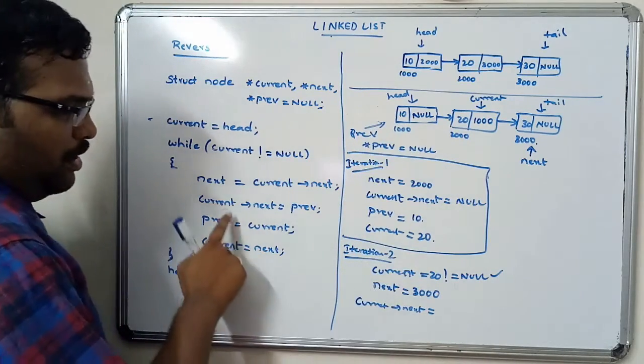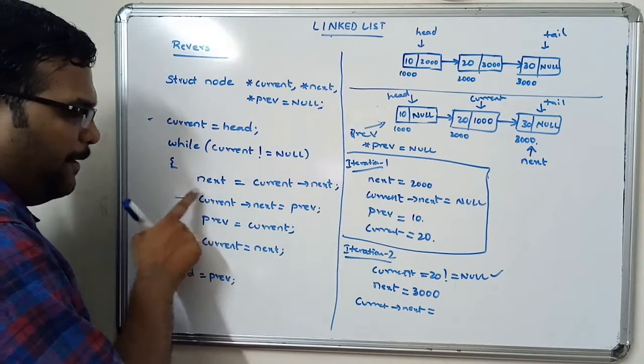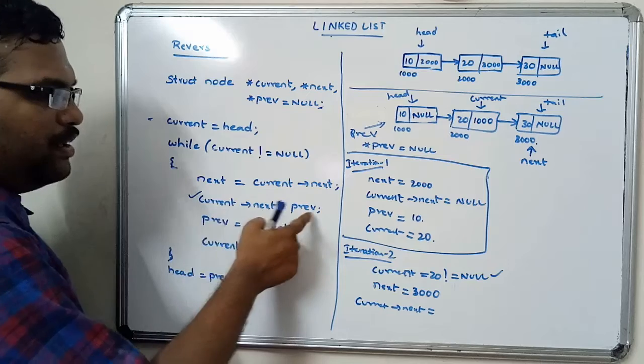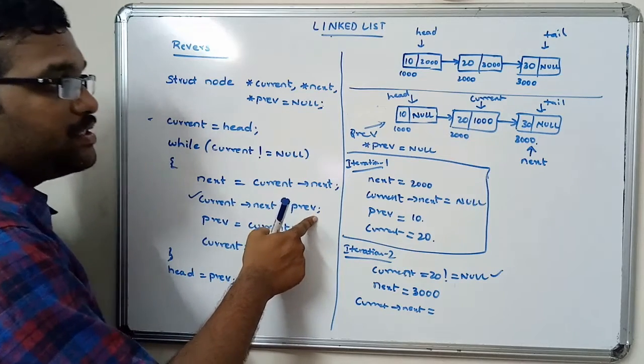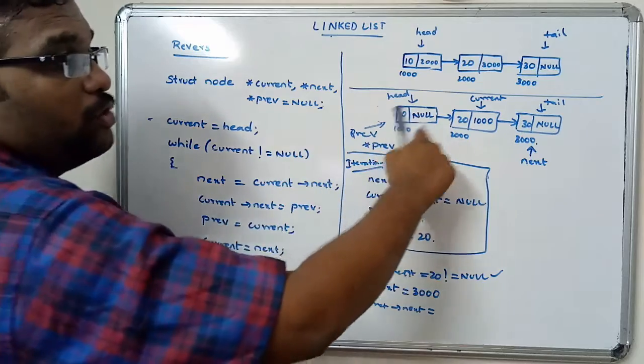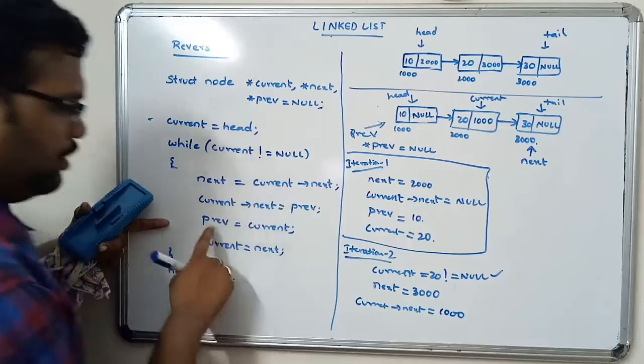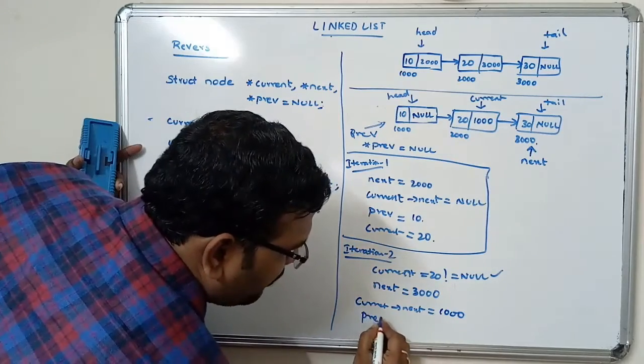So current of next is equal to previous. As this is the address field, the address of previous should be assigned to current of next. So 1000 is assigned here. Now previous is equal to current.